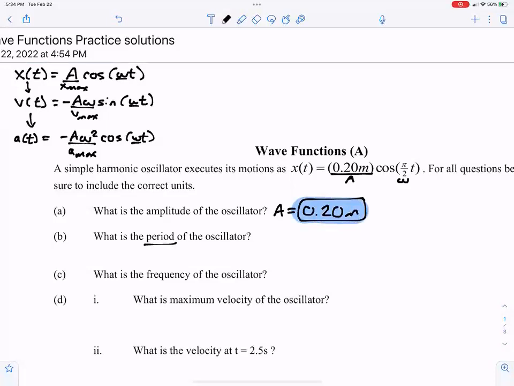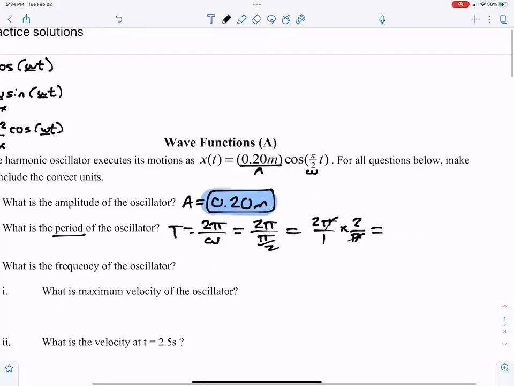The period of oscillation, we can use 2 pi over omega. Remember, omega is pi over 2 radians. So 2 pi divided by pi over 2. Well, 2 pi over 1 times 2 over pi. Remember, when you're dividing fractions, you invert and multiply. The pi cancels, and what does that tell you? The oscillator is going to repeat every 4 seconds.